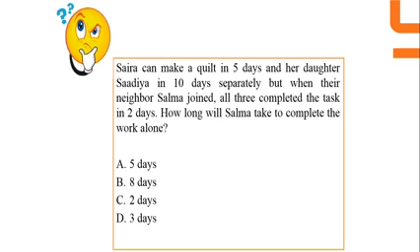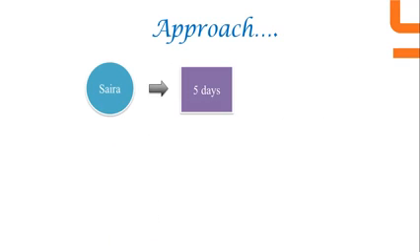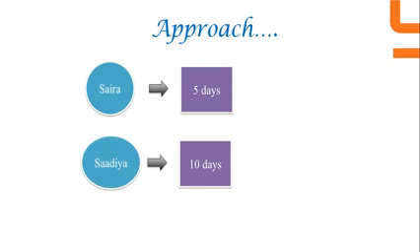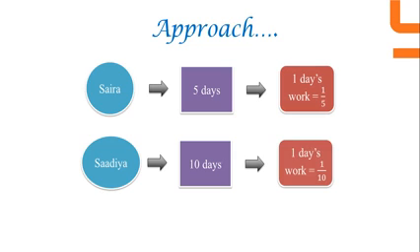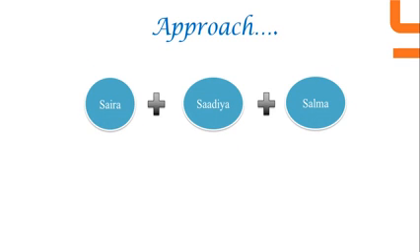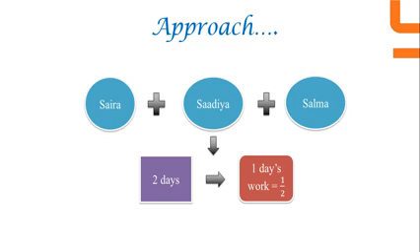In this question, the work in hand is to make a quilt, and it is given Sarah completed this work in 5 days and Sadia took 10 days to complete the work. So, like I said earlier, Sarah's 1 day's work will be equal to 1 by 5 and Sadia's 1 day's work will be equal to 1 by 10. It is also given Sarah, Sadia and Salma together take 2 days to complete the work. So, their total 1 day's work equals 1 by 2.